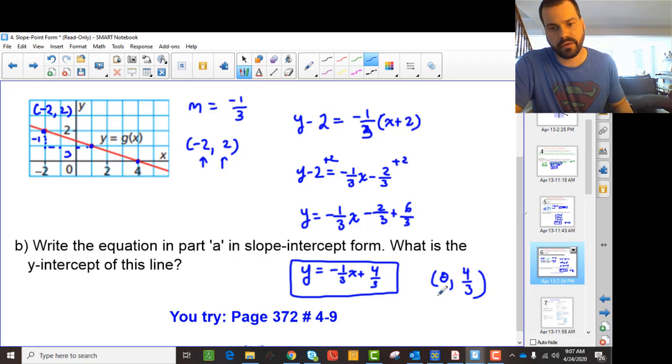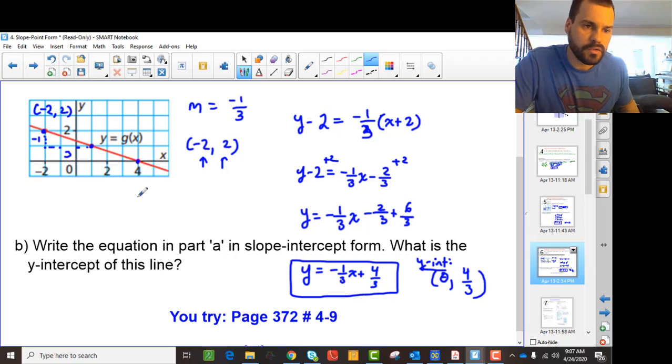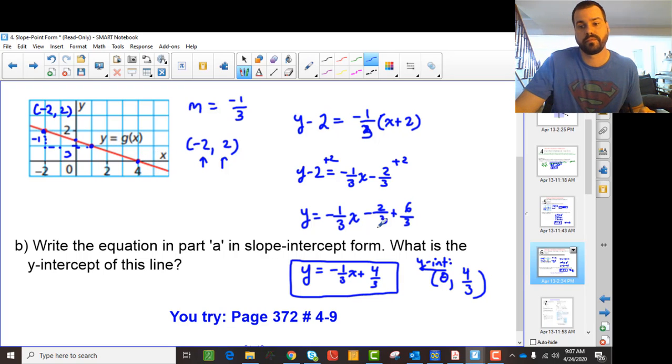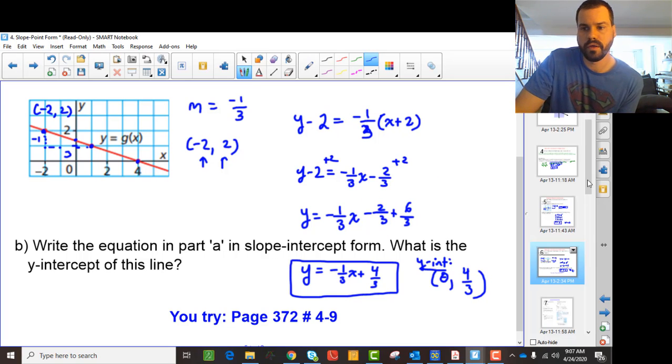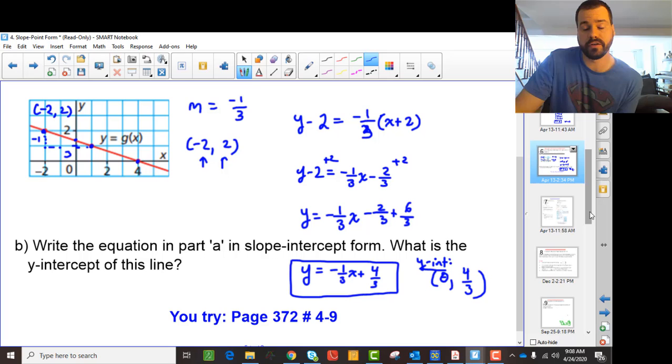And again, you should check your answer to make sure that it matches what is on your graph. So your y-intercept, we're saying it's 0 and 4/3. So we should be able to go here and say that's 1. 4/3 is 1 1/3. Yes, that does match. All right, so that's how you use the slope point form, and that's how you work with changing it to the slope-intercept form. That's how you work your way from one to the other.